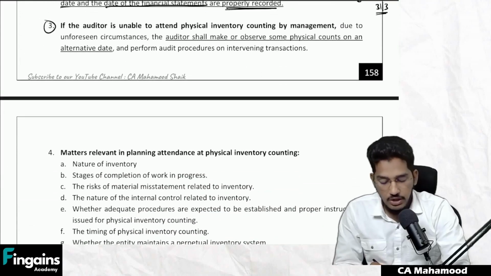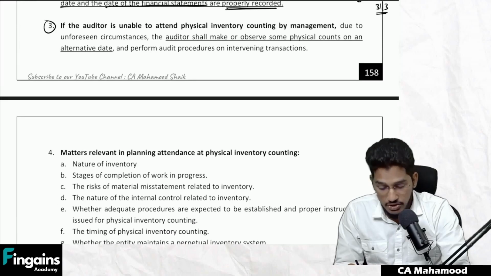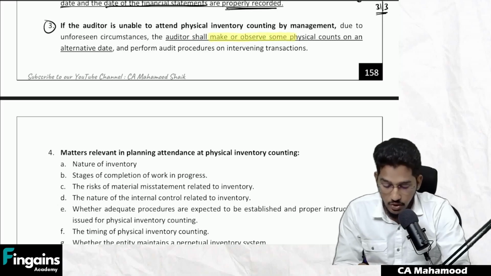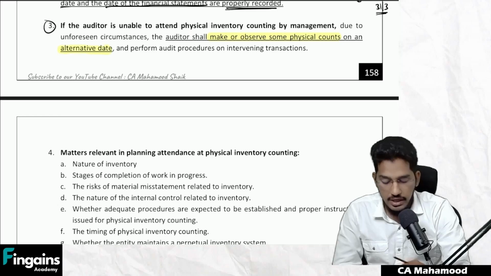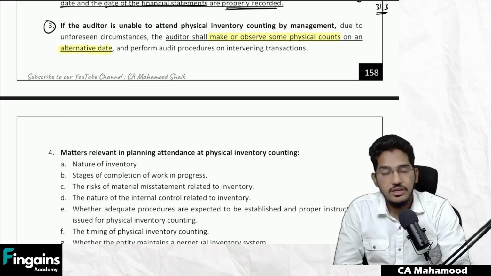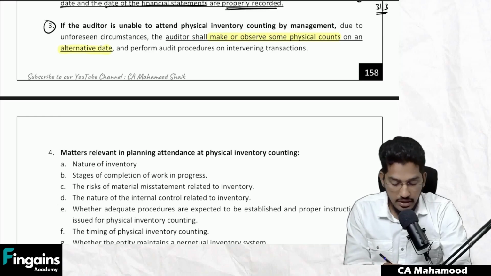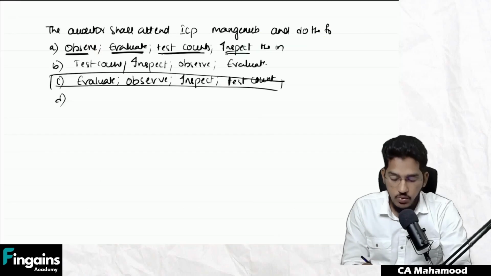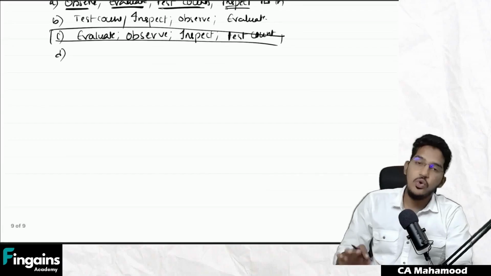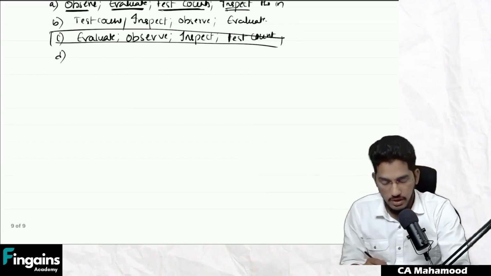Next one, if the auditor is unable to attend physical inventory counting done by management due to unforeseen circumstances, the auditor shall make or observe some physical counts on an alternative date and perform audit procedures on intervening transactions. So if you are unable to go and attend the inventory counting done by the management, what the standard is asking you to do, you go and do the inventory counting on some alternative date.